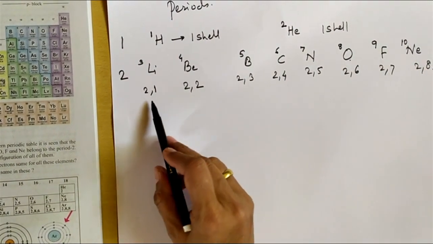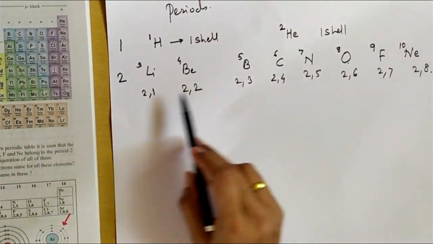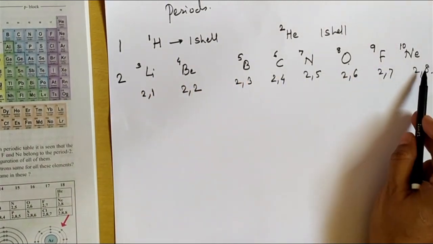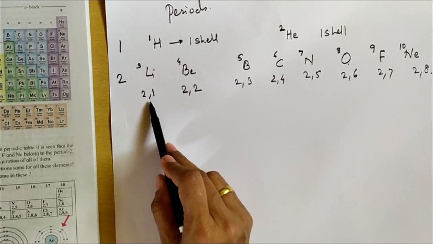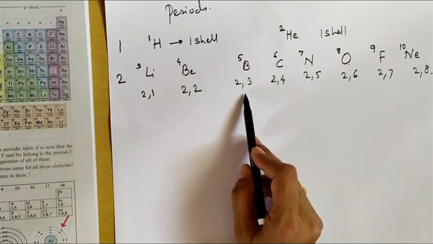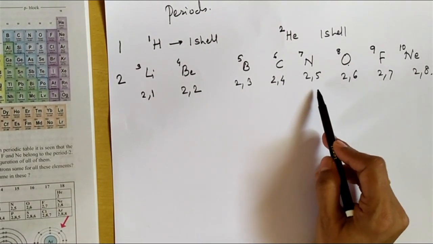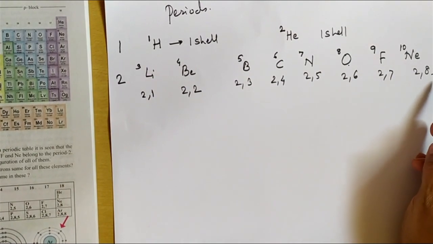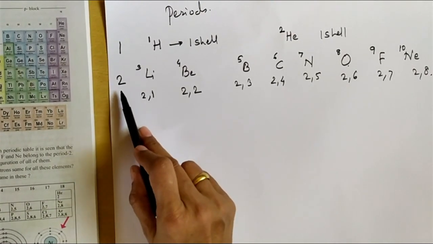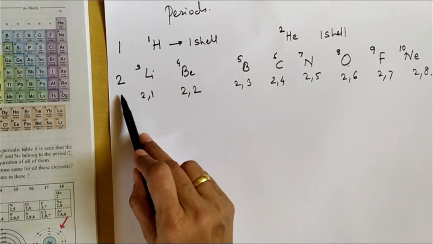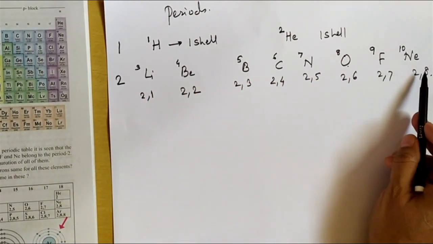That means if we see the number of shells of the elements along a period, they are 2,1, that means 2 shells, here 2 shells, 2 shells, 2 shells, 2 shells, and so on. That means every element has 2 shells. So the period number also indicates the number of shells.